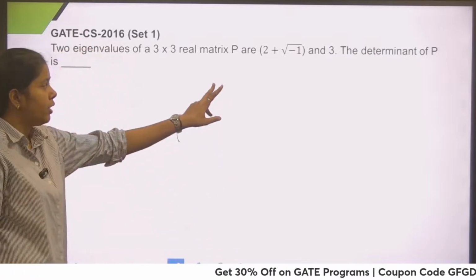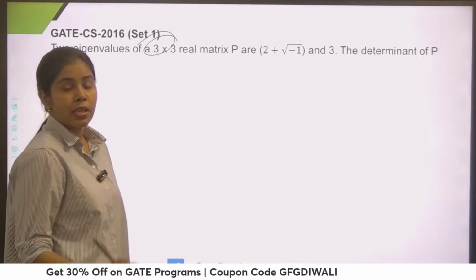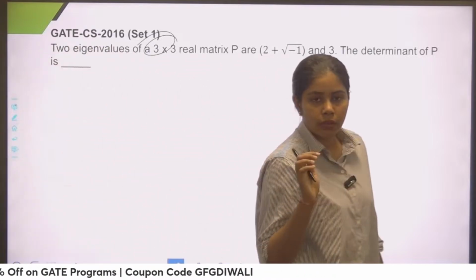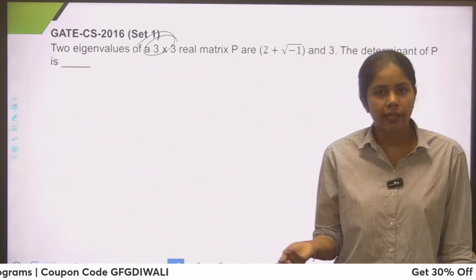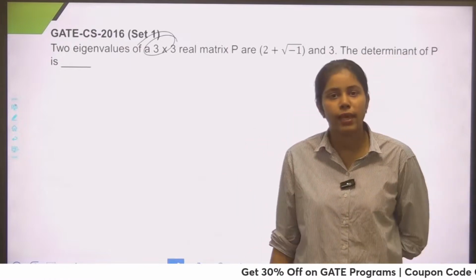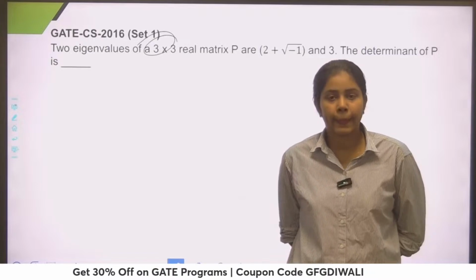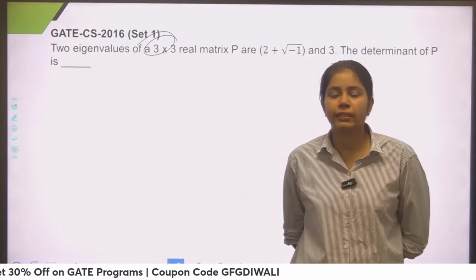But here we have been given two eigenvalues, but they are saying that P is a 3 cross 3 real matrix. So that means how many eigenvalues should P have? Three eigenvalues. So you need to find out the third eigenvalue here. So what would be the third eigenvalue here? Guys, what would be my third eigenvalue?